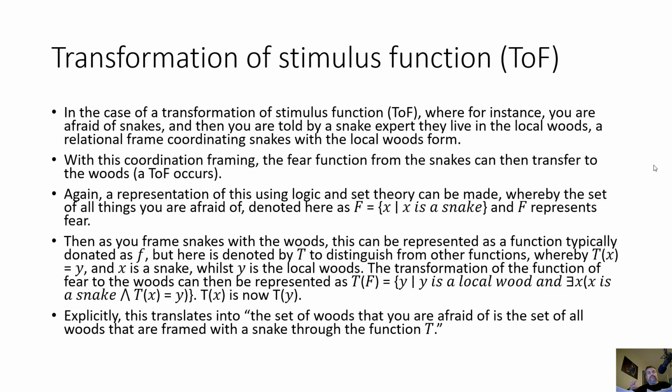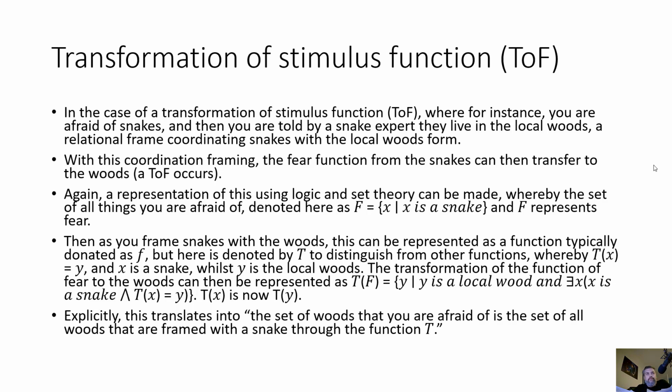And then later we can produce values, and this is the beauty of it. We can create strengths in the networks and values, and you can see how this could be really powerful, as you are able to see the strengths of the connections within the networks, how transformations are traveling through the networks in a very precise mathematical way. Then as you frame snakes within the woods, this can be represented as a function typically denoted as f. Here I'm denoting it by t to distinguish it from other functions, whereby t(x) equals x equals y, and x is a snake, whilst y is the local woods.